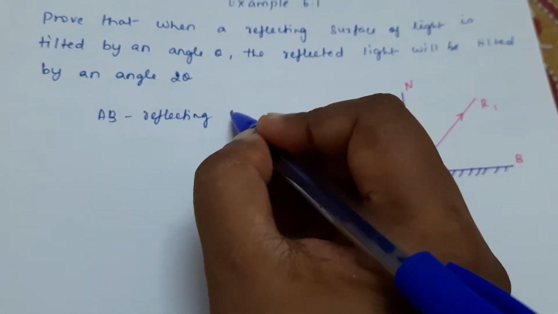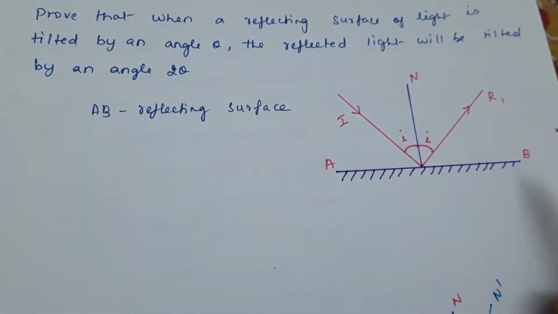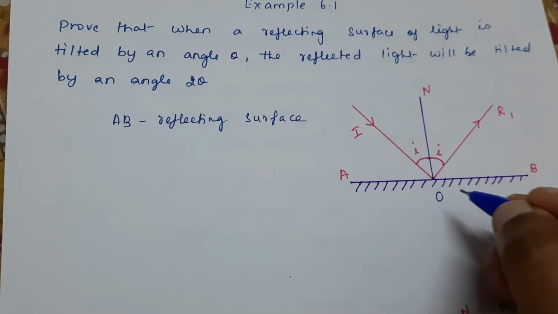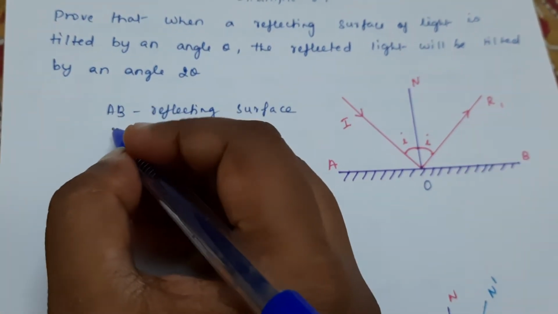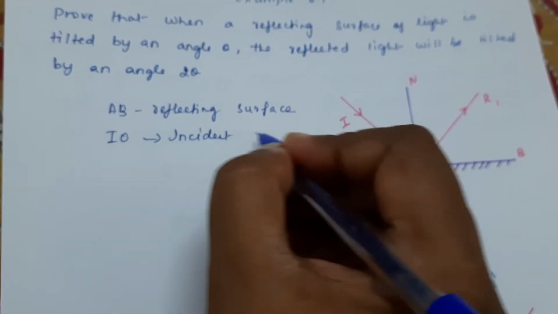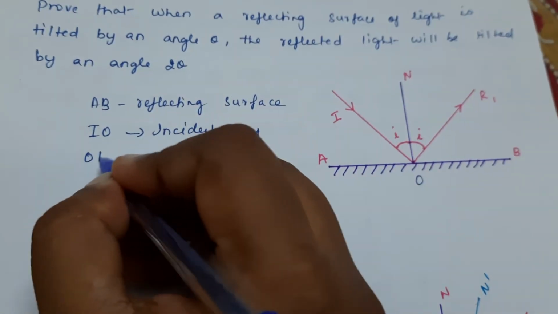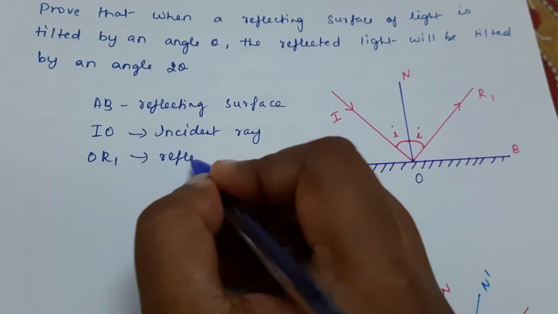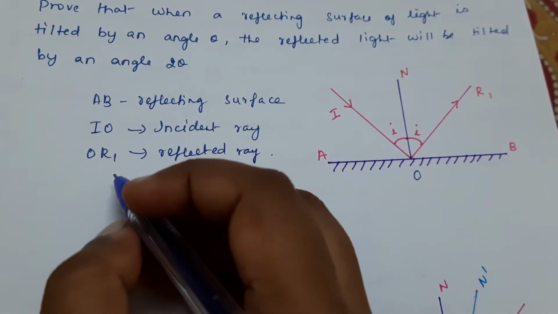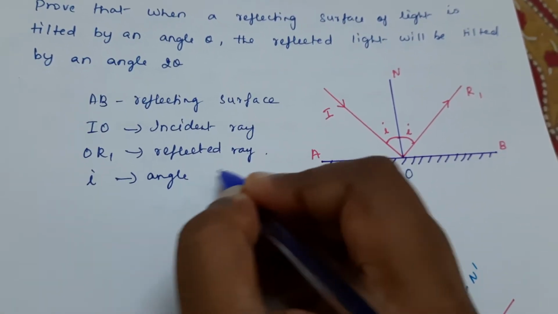reflecting surface. Now, when light is incident at an angle, at the point O, here IO is the incident ray. So, OR1 is the reflected ray. Now, I is the angle of incidence.